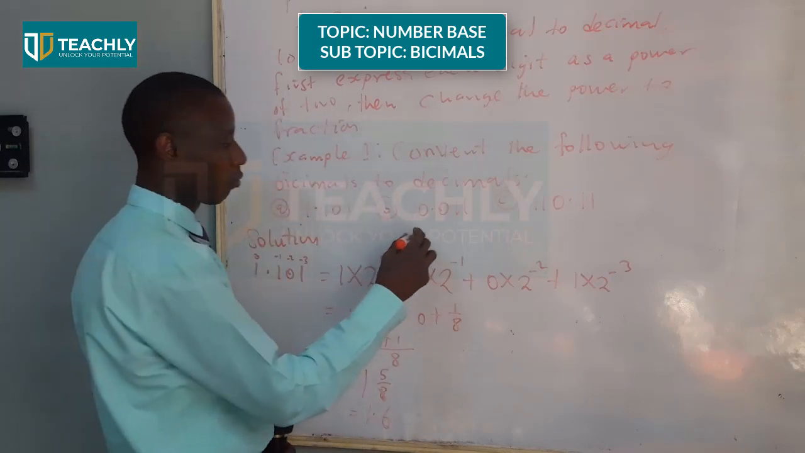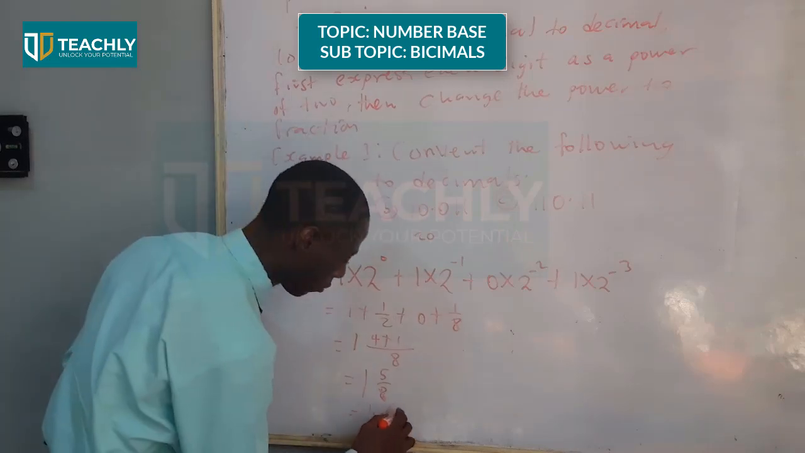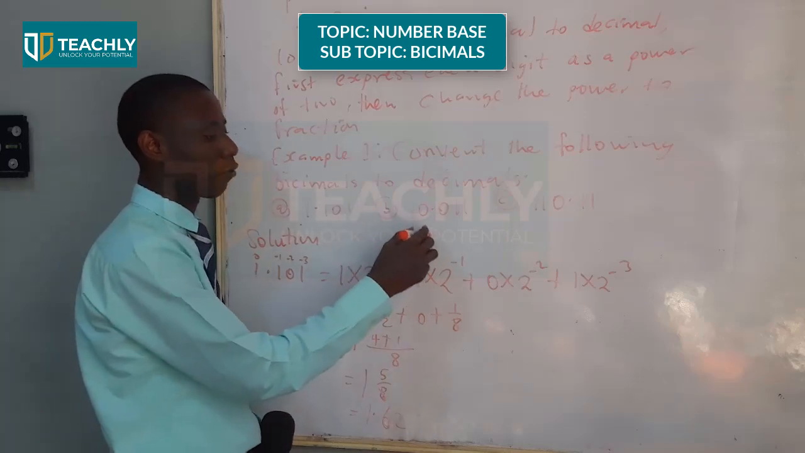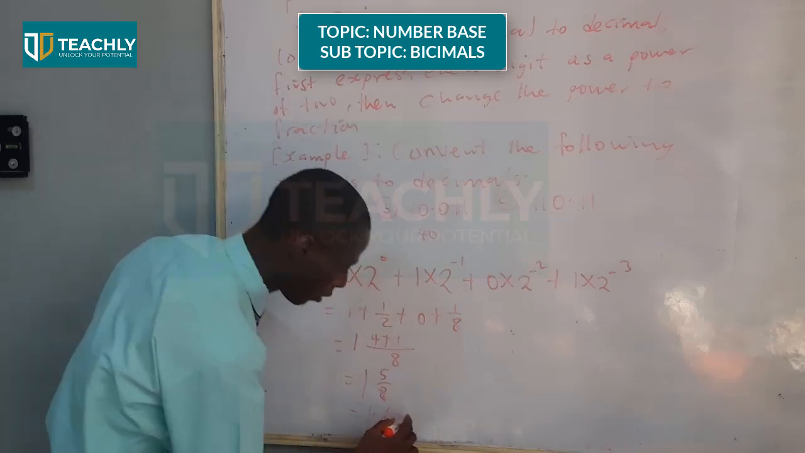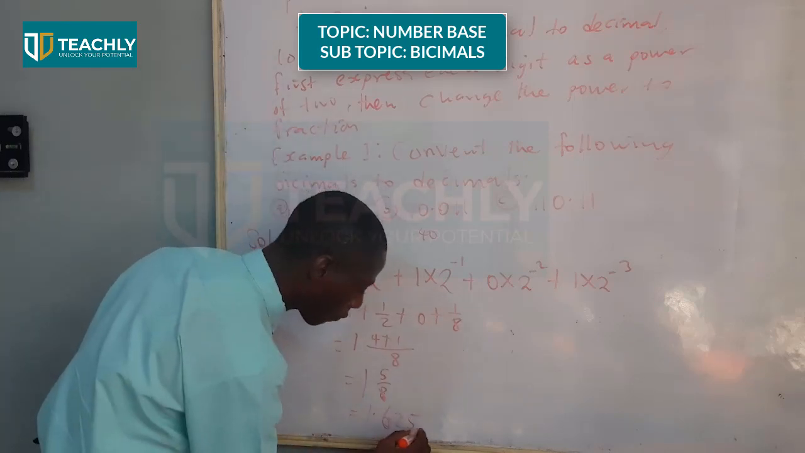You mean that 2. So how many 8 will you find in 20? You have 2, which is 16. You mean that 4. So put 0 behind 4, 40. How many 8 will you find in 40? You have 5. So the answer is 1.625 base 10.